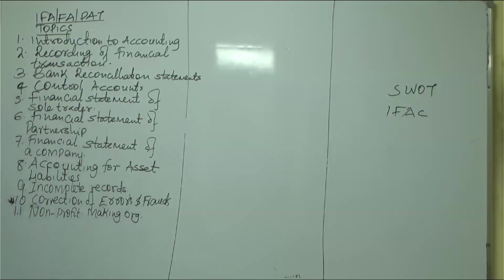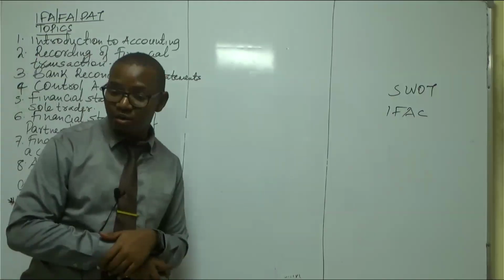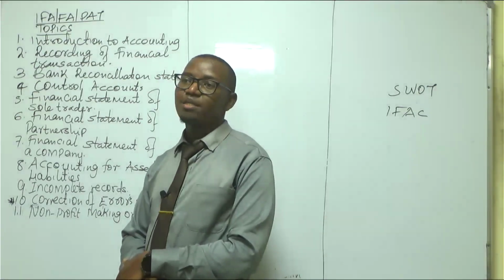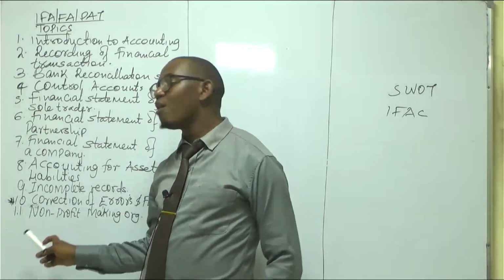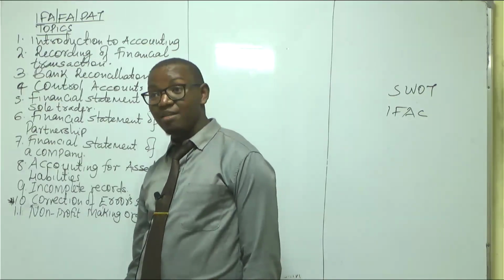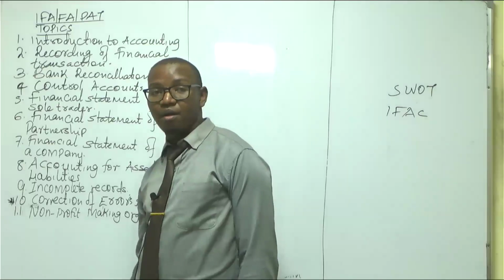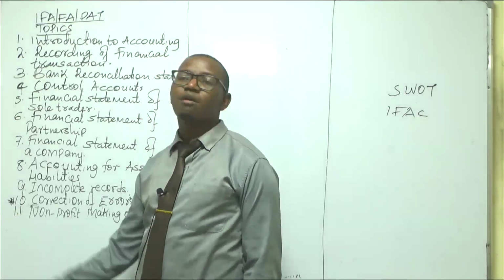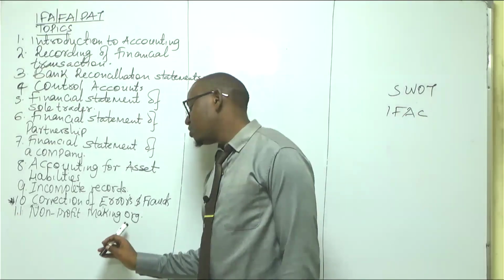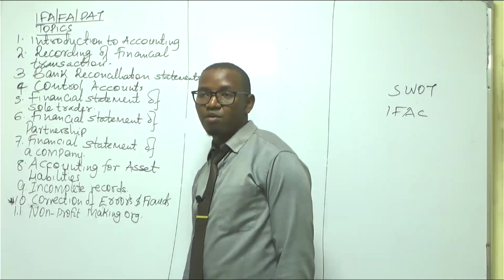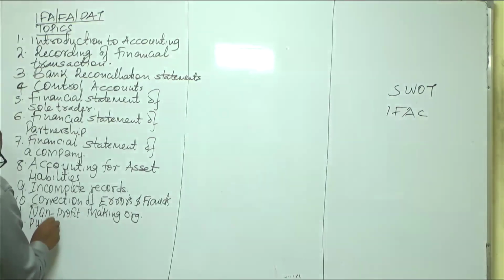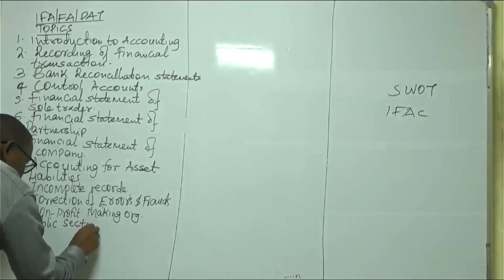Now, the non-profit making organizations are those organizations that are there not to make profits, but to meet their members' objectives. Basically, it means we'll be able to know how the football clubs maintain their accounts, how the social clubs, the church, the mosque, Red Cross, how do they maintain their accounts? The non-profit making organization. Then also we'll talk about the public sector accounting.